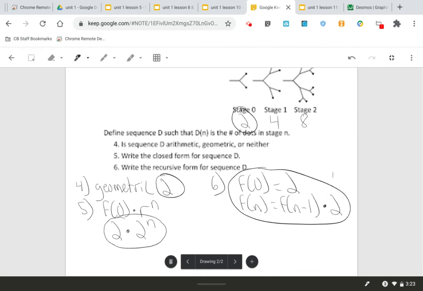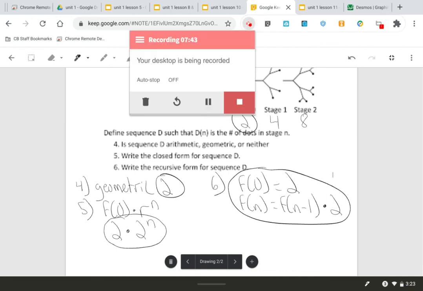Your cooldown for this lesson will be something similar, where you're given a visual pattern and you will be asked to determine, is it arithmetic, geometric, or neither, and then be able to write both the closed and the recursive form of it. And that is it for lesson 10.